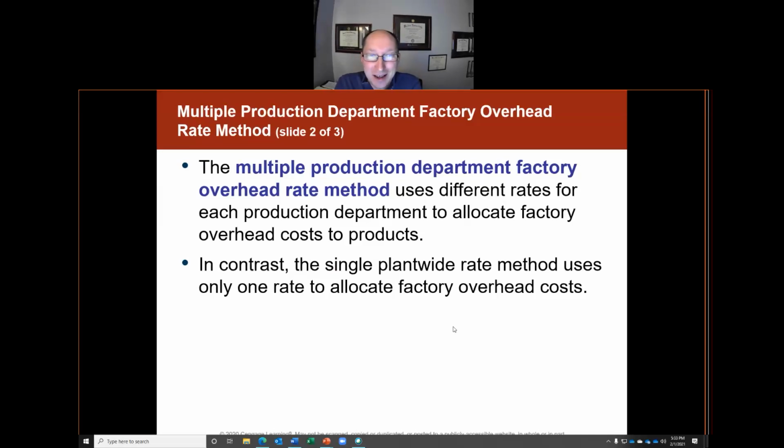So this multiple production department method uses different rates for production to allocate factory overhead costs to the products. Whereas the one we just talked about, the single plant-wide method, doesn't do that. It treats all products the same.